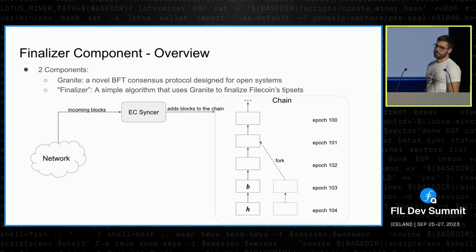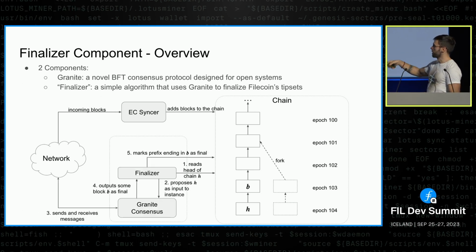Okay, so we settled on this thing we call the finalizer component. It's actually a very simple architecture when you treat the consensus protocol as a black box. So we have here a schematic of how Filecoin works at the moment. Some blocks come from the network, then there's this process that's the syncer that adds them to the local chain structure, and then there's a fork choice rule that selects the heaviest chain out of the local chain structure.